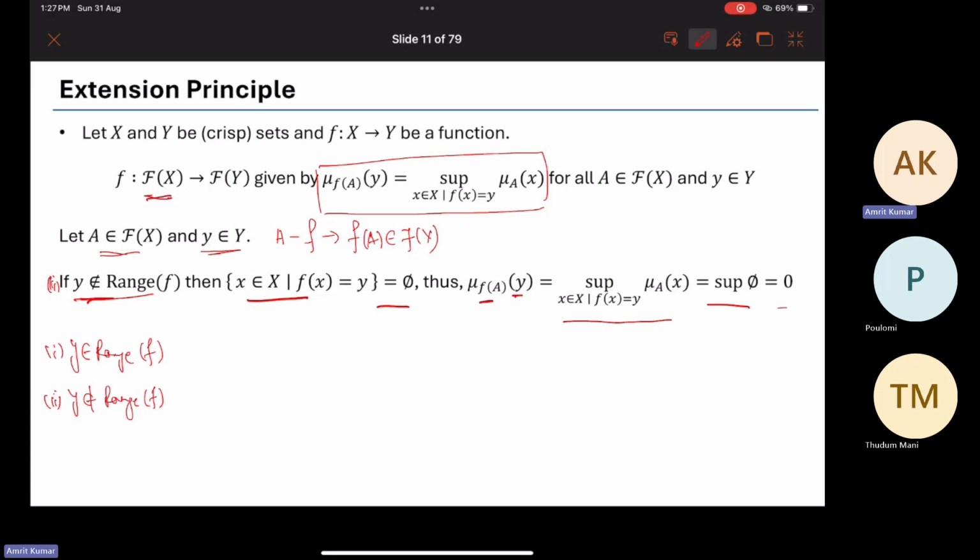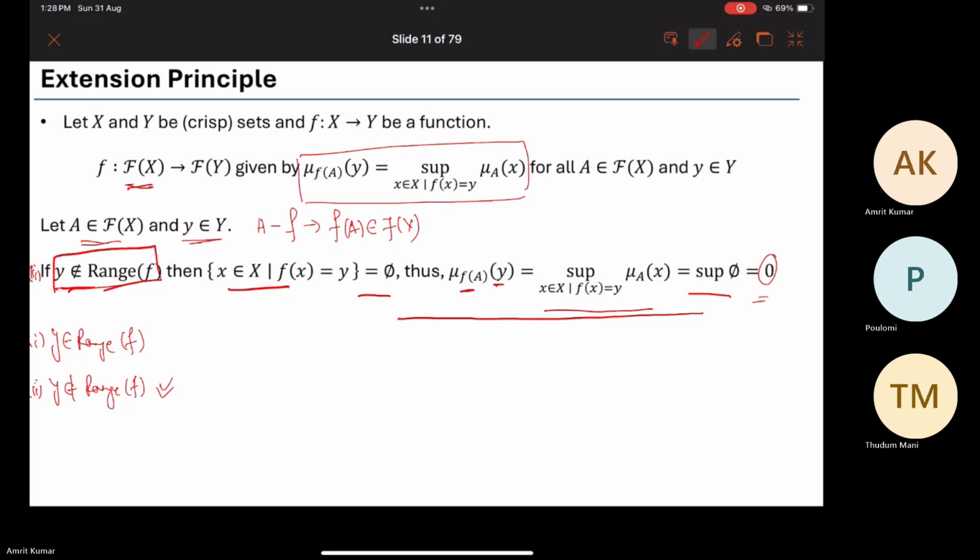Which means that you don't have to do all this over and over again. If you can simply see that y does not belong to the range of f, then we know for sure that its membership in f(A) is going to be zero, right? So this case is very easy to deal with. The moment you see a y that does not belong to the range of f, you can say for sure that its membership in f(A) is going to be zero.